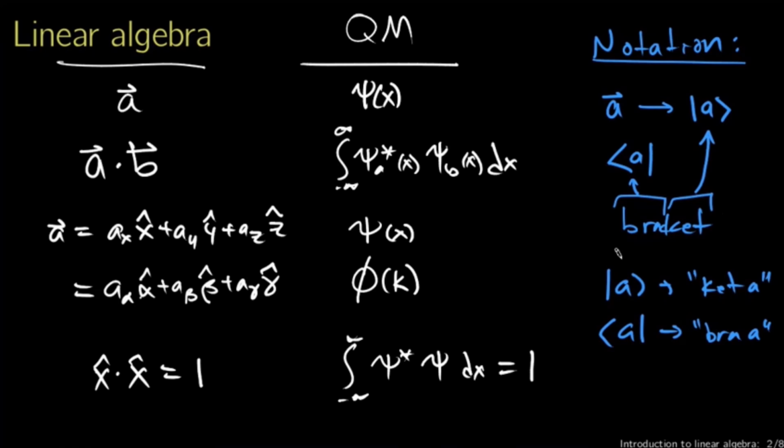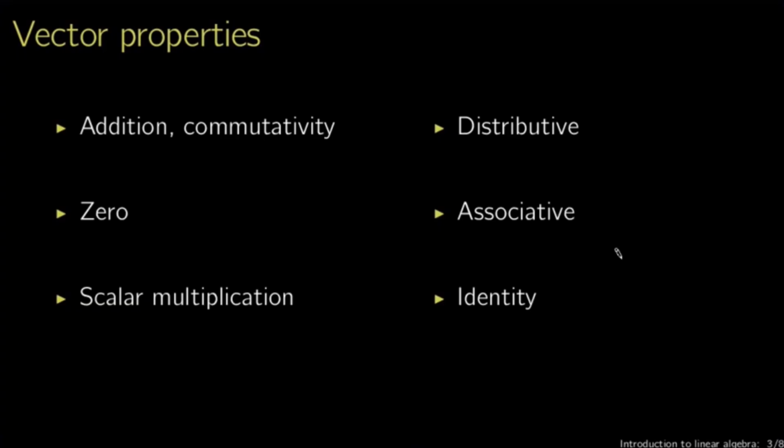So that's the overall analogy, and that's the notation. Just to very briefly review some of the basic properties of vectors, we have vector addition. We can say vector alpha plus vector beta is equal to some vector gamma, which of course is also equal to the vector beta plus the vector alpha. Addition is commutative, and addition of two vectors gives you another vector.